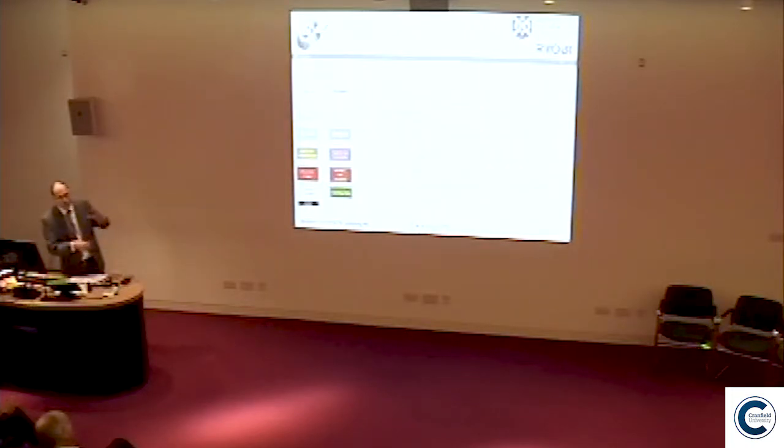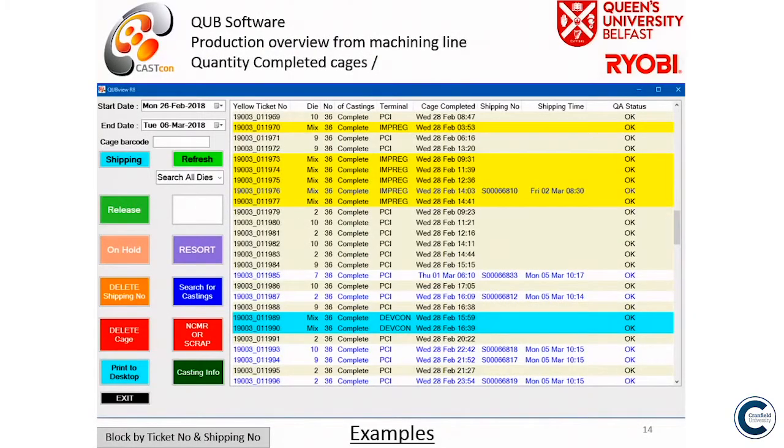PCI is normal production. Then there are impreg returns. So we know which parts have been returned from impreg. We know which parts have been reworked. In this case, it's DEFCON. We know when the cage was completed, when that cage was removed from the end of the machining line. We know also the shipping number. We know when the part was shipped, so we can identify which cage went on which shipment on which day. So it's quite good from a traceability point of view.